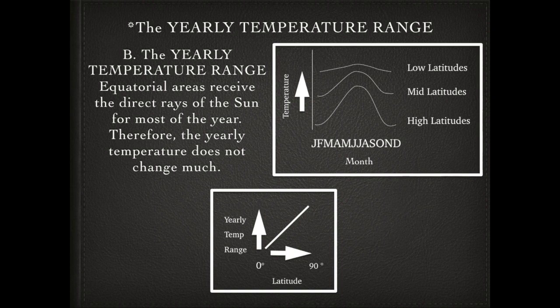But then the low latitude, remember, low latitude is closer to the equator. 0 degrees is a low latitude number. High latitude is 90 degrees. So the low latitude number has a high temperature all year round. So basically, if you're at the equator, you don't have a big temperature range. You don't have cold in the winter, hot in the summer. You basically have hot all year round.